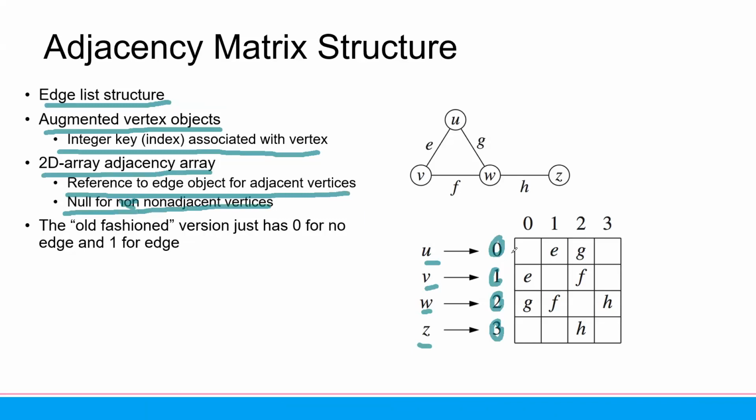For example, I want to know from U to U. Of course, this is null. I want to know from U to V. U to V, we have E. From V to U, also we have E. From U to W, we have G. So we just express what is the edge element in this matrix.